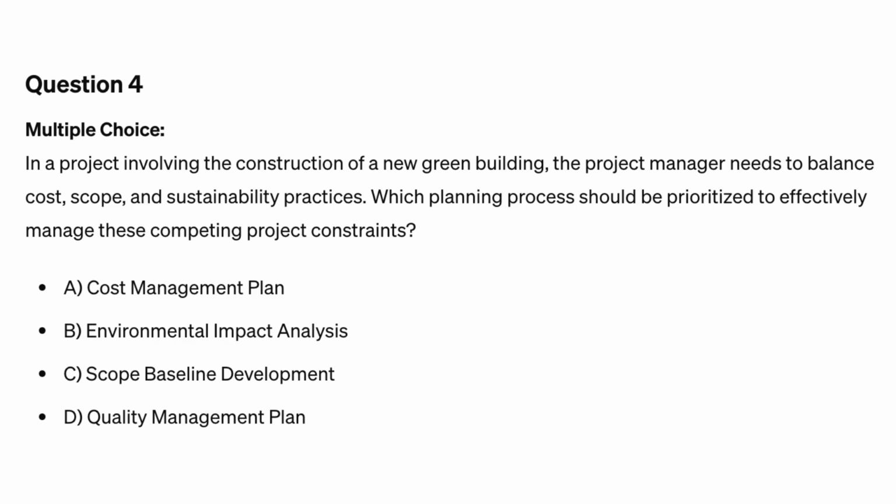Question 4. In a project involving the construction of a new green building, the project manager needs to balance cost, scope, and sustainability practices. Which planning process should be prioritized to effectively manage these competing project constraints? A. Cost management plan. B. Environmental impact analysis. C. Scope baseline development. D. Quality management plan.